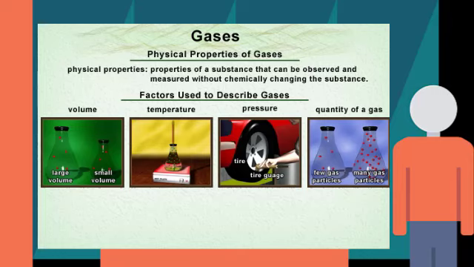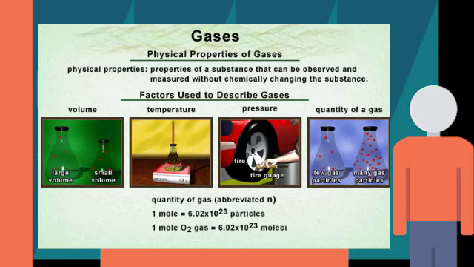First, when talking about gases, one must specify how much gas they are referring to. This is called the quantity of a gas, abbreviated N, and is measured in moles. As you may have learned, a mole contains 6.02 times 10 to the 23rd particles. Therefore, a mole of oxygen gas contains 6.02 times 10 to the 23rd molecules of oxygen. The number 6.02 times 10 to the 23rd particles per mole is known as Avogadro's number.